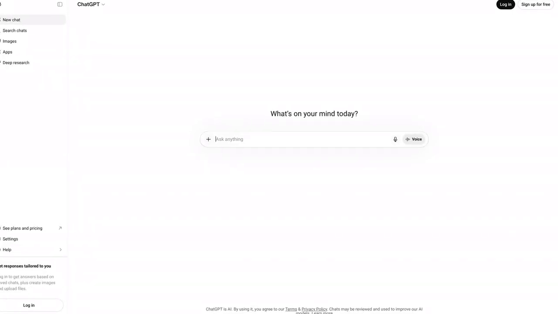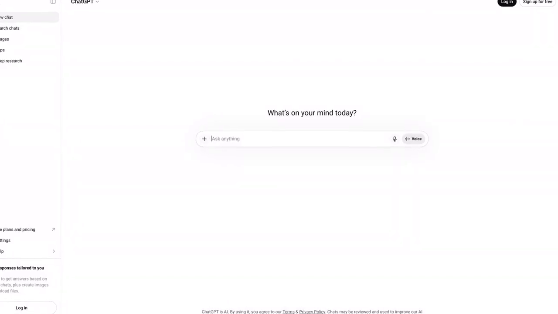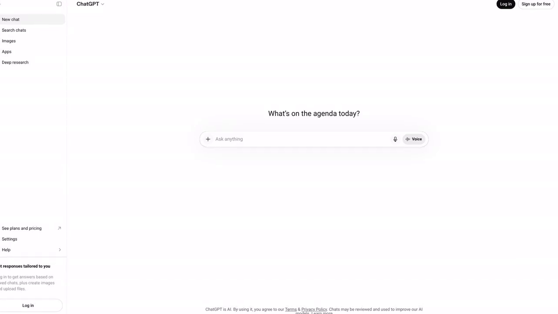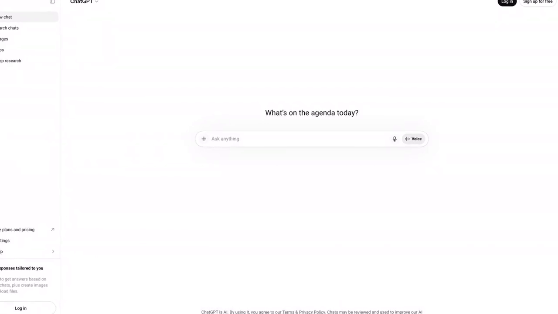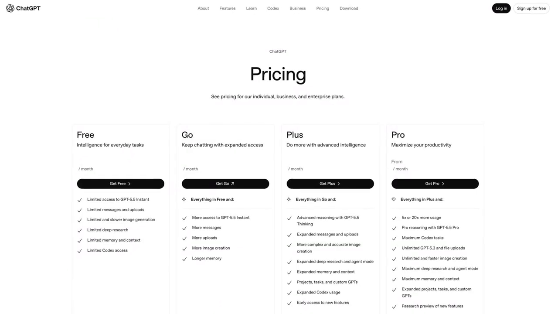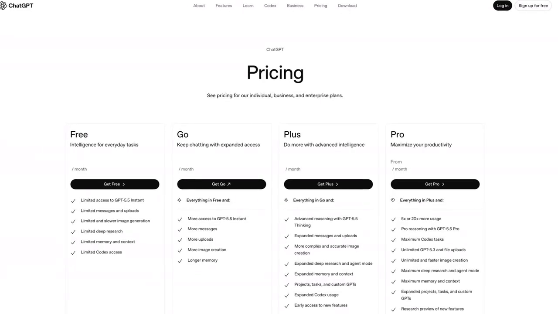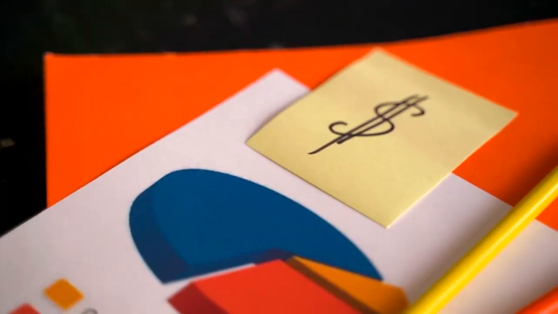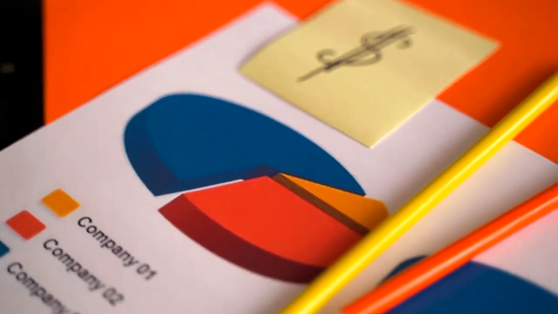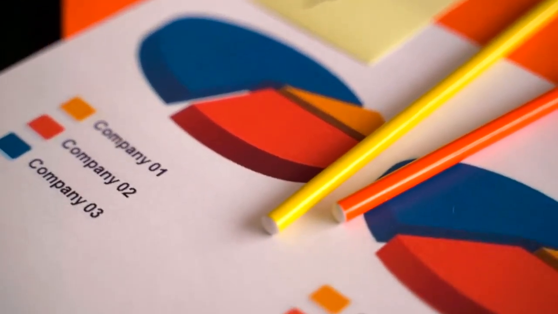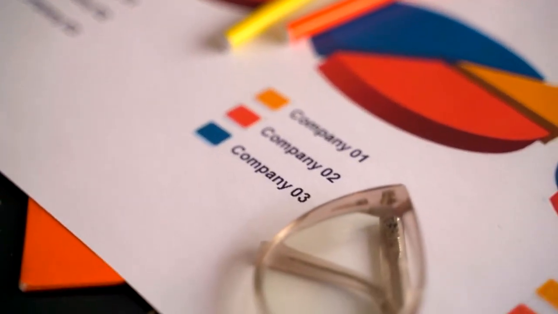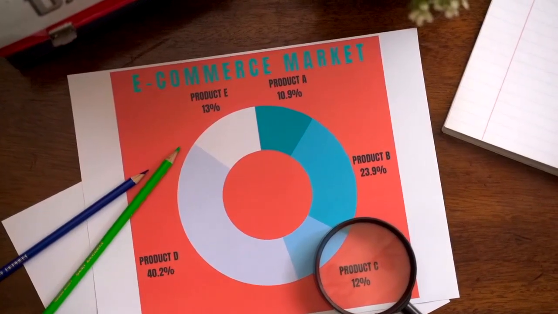Once you have your business plan outline, you can start filling in the details. ChatGPT can help you with this process by providing suggestions and ideas for each section of the plan. For example, if you're writing the market analysis section, you can ask ChatGPT to provide information on your target market, including demographics, needs, and trends. ChatGPT can also help you identify your competitors and provide suggestions for differentiating your business.